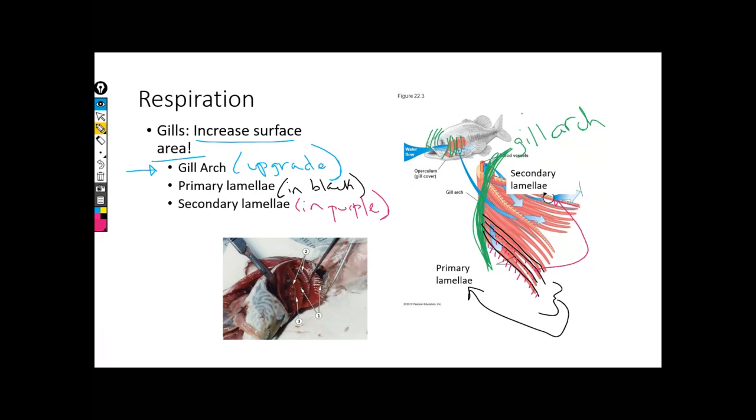Okay. So we can see now, because we basically have a structural arch, little fingers, which are going to increase all of the surfaces. And now all of these little hair type things along those finger-like structures, there's lots and lots of space on which gas exchange can occur.